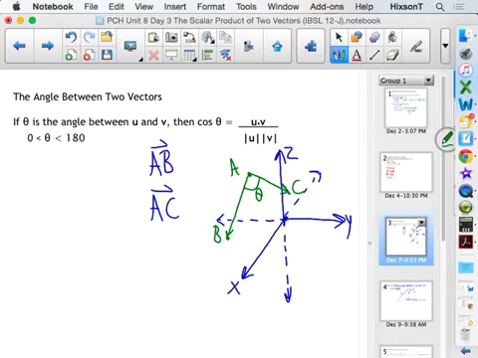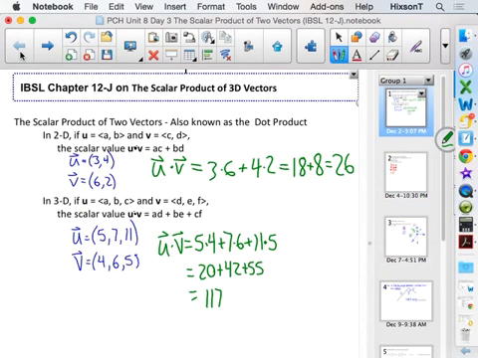But we can do the same thing here. It's the dot product over the product of the magnitudes. So if we went back to the one that we had just done, okay, we have u dot v. I'm going to just copy this over for ease.